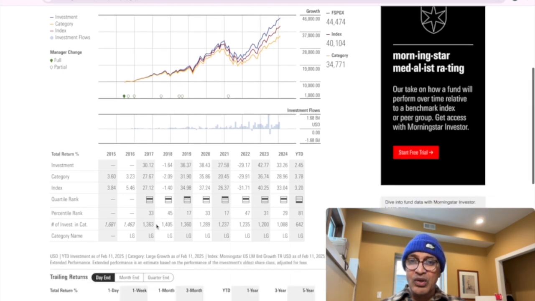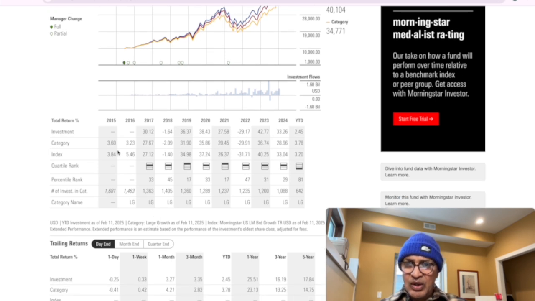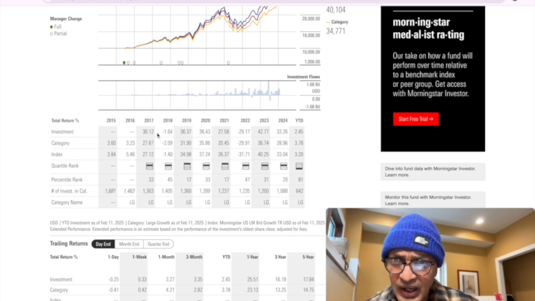And if you look down here, it talks about the investment and how your investment has performed. So 2015 and 16, obviously they don't have data because the fund didn't exist. 2017 they have the data for the whole year. So this is yearly data. And you can see how the fund has performed. I think it's performed tremendously.